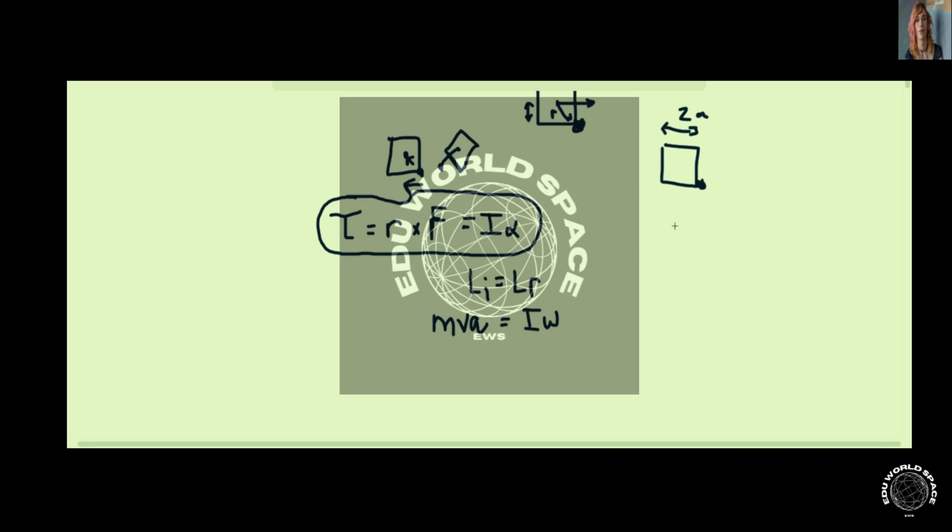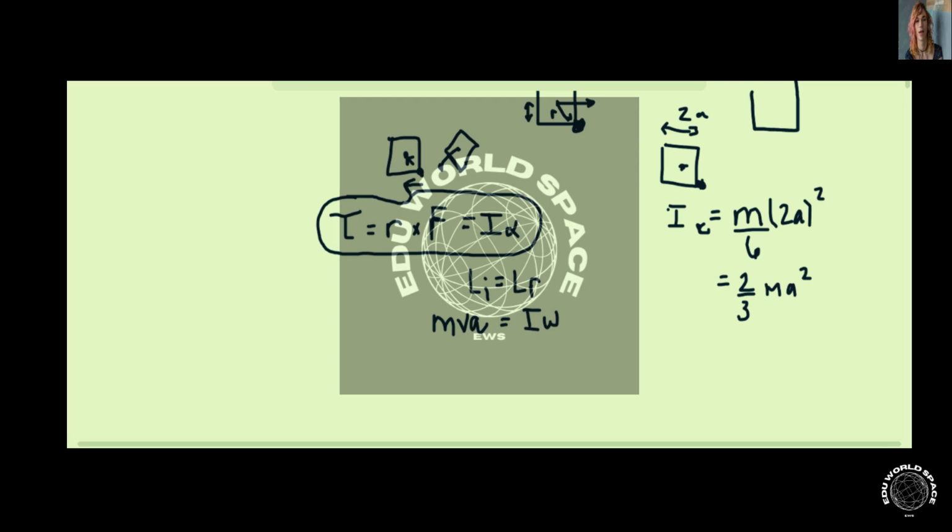This is 2a. And then I about the center point, so I'll call that IC, is equal to m over 6 times 2a squared. And so that's 4 over 6, so 2/3 ma squared. And then you want to add the distance between this and the new axis. So what is that distance?